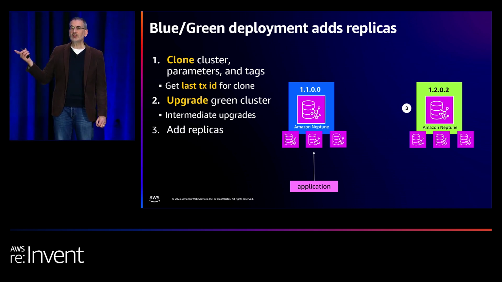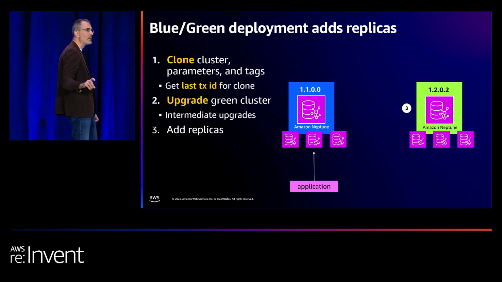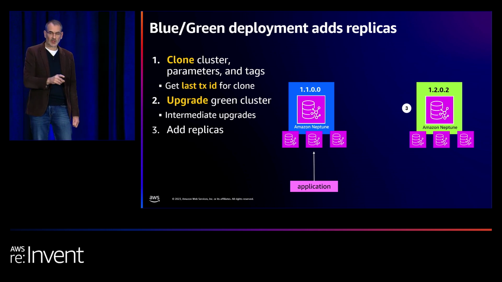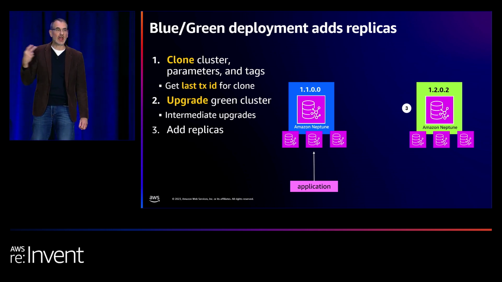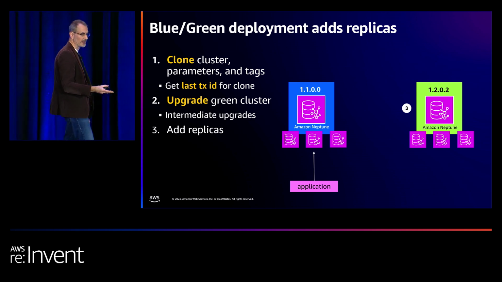Once we've upgraded to the target version number, the process then adds in any necessary read replicas. Up until this point, it's just been a single instance, but our source here had 3 read replicas, so we add those in. And again, we're supplying the same configuration, security groups, tags, things like that.